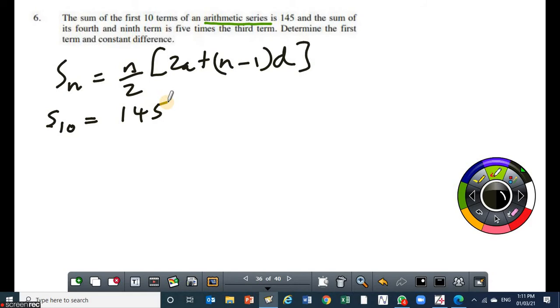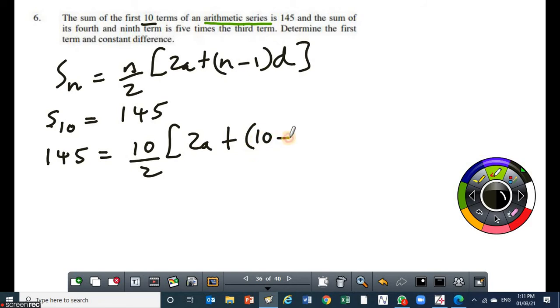Where there is Sn here, I'm going to put 145. Where there is n, I'm going to put 10 because we have got 10 terms. So that will be 10 over 2 times 2a, we don't know the first term, plus 10 minus 1 times d, we don't know the common difference. The question says determine the first term and the common difference, so we need to determine the value of a and the value of d.